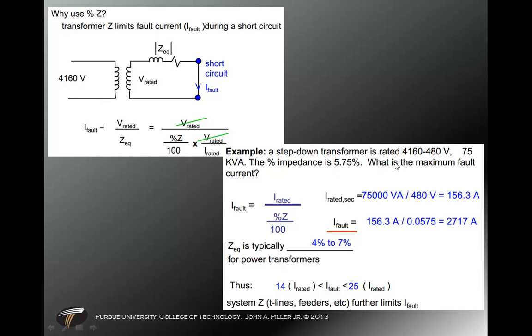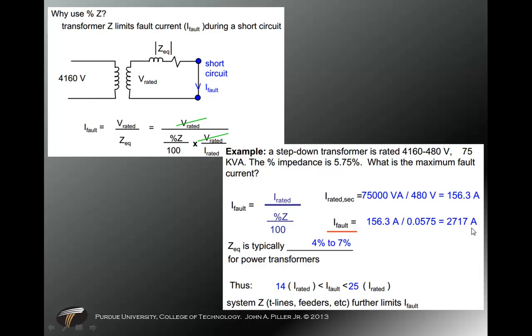A step-down transformer is rated 4160, 480 volts, 75 kVA. We have a 5.75% impedance. What's the maximum fault current? The maximum value of fault current we're going to get, derived off this equation, is I rated divided by percent impedance divided by 100. So we find our I rated of the secondary, because that's where the fault current we care about is going to happen. Primary current is what the utility is going to care about. 156.3 amps divided by 0.0575.